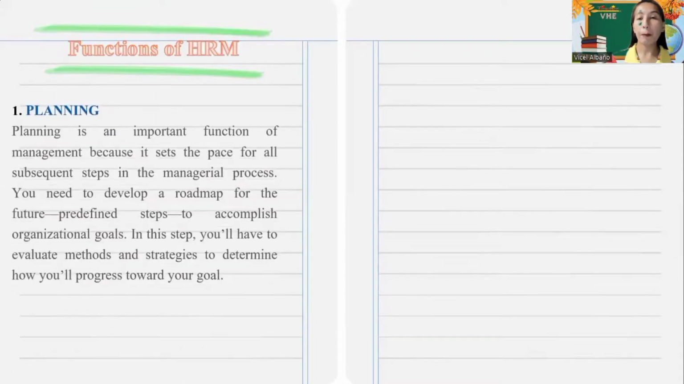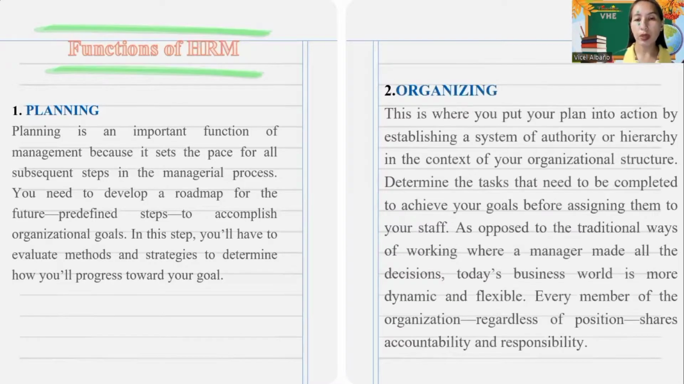So the functions of HRM, first, planning. Planning is an important function of management because it sets the pace for all subsequent steps in the managerial process. You need to develop the roadmap for the future, predefined steps to accomplish organizational goals. In this step, you'll have to evaluate methods and strategies to determine how you'll progress towards your goal.